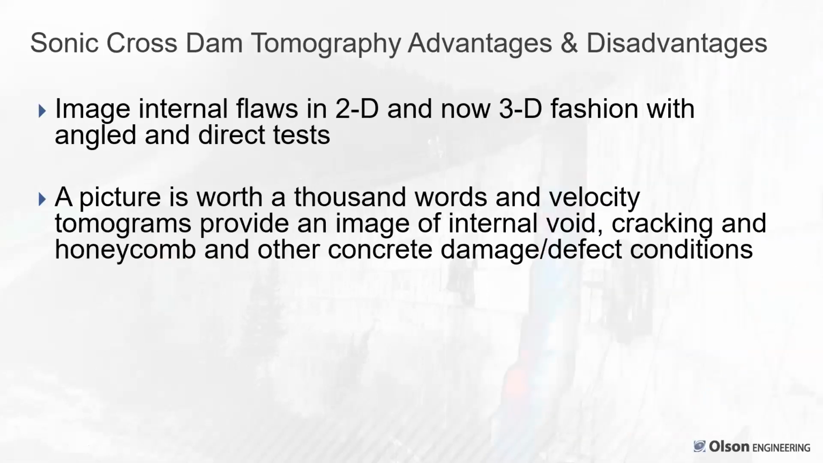So what are the advantages and disadvantages of sonic cross-dam tomography? Well, you can image internal flaws in a 2D fashion, even a 3D fashion if you take the time to go between those adjacent 2D tomograms. So you can do angled and direct tests. A picture's worth 1,000 words, and the velocity tomograms are giving us images of the internal void, the cracking, any other concrete damage defect conditions.